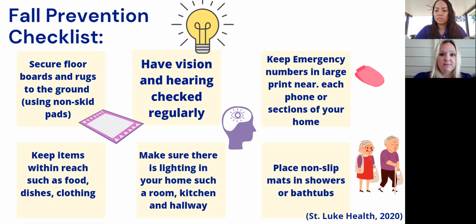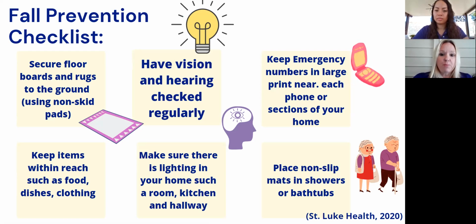A lot of the times, the flooring, whether it's a rug or floorboards from a hardwood floor, can cause a trip hazard. One small wrinkle in a rug, or a rug that is not properly secured with a non-slip backing, can cause someone to trip and fall, and especially affects an aging adult that might already have balance or weakness issues. Another thing to look for is to have the vision and hearing checked regularly.